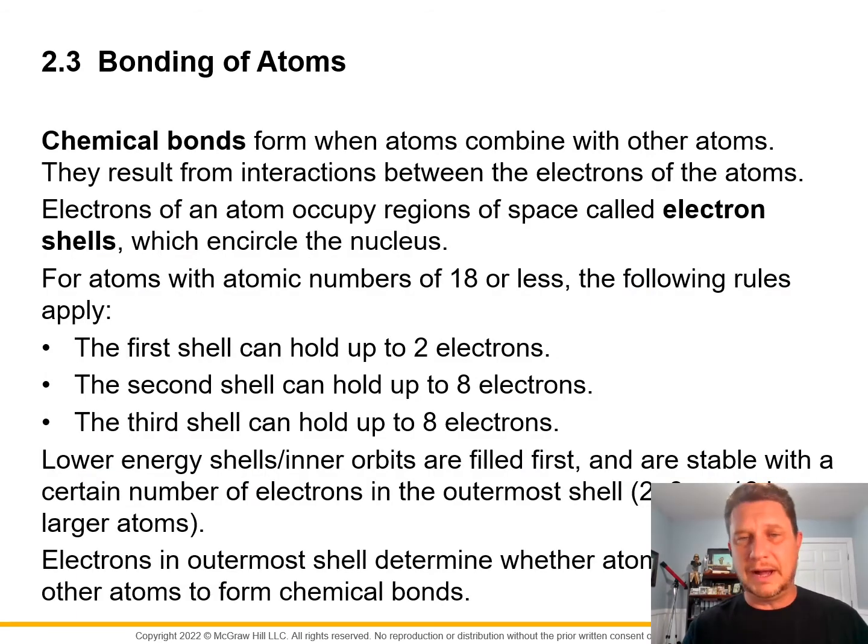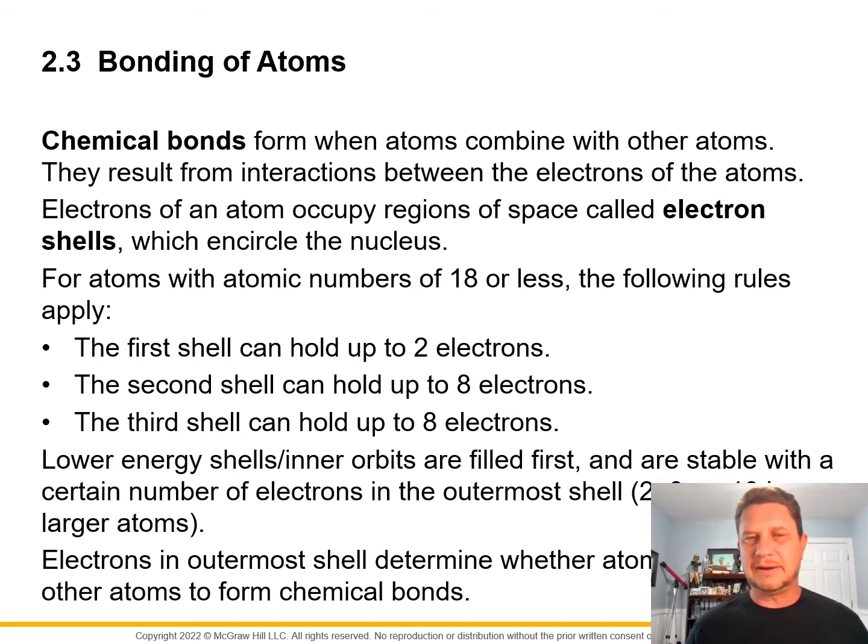Now, chemical bonds are how atoms combine and interact with other atoms. And there's two really main ways that they can do this. One's called ionic, one's called covalent. And we're going to look at how this works. But first, we need to see how electrons work.